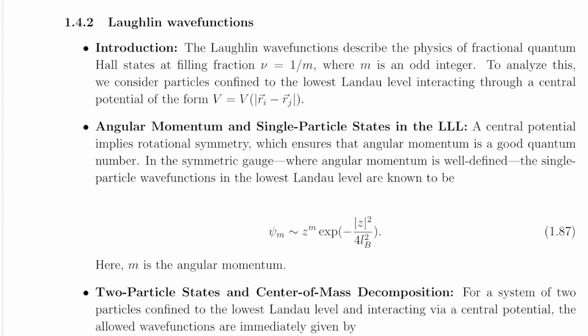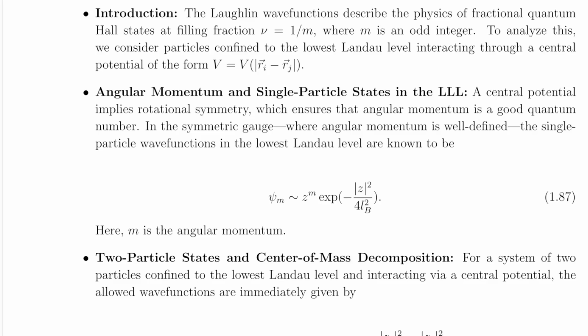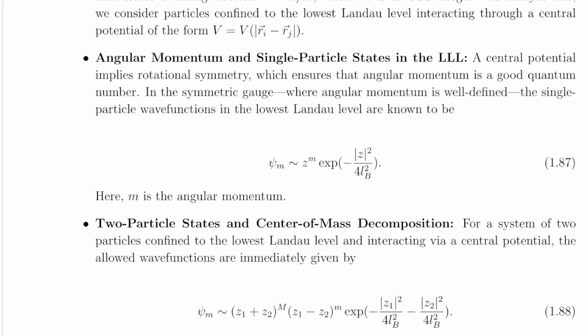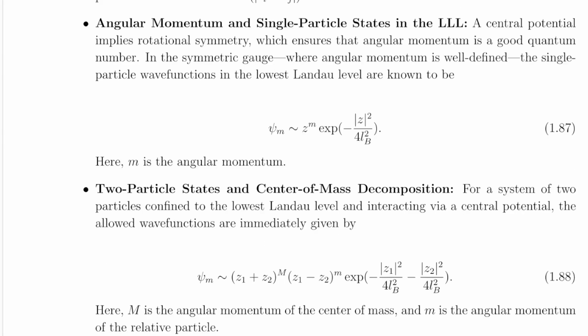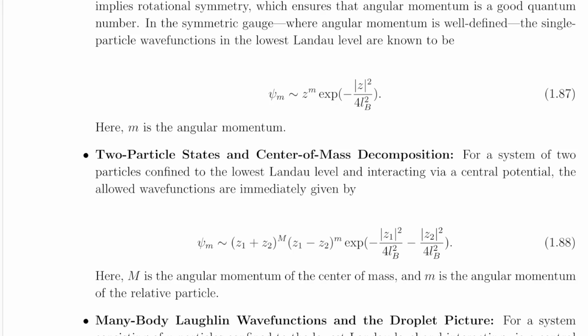Their motion is quantized into energy levels called Landau levels. In the symmetric gauge, these single-particle states look like spirals, each with definite angular momentum. Now focus on the lowest Landau level and add interactions between electrons. This is where things get interesting.